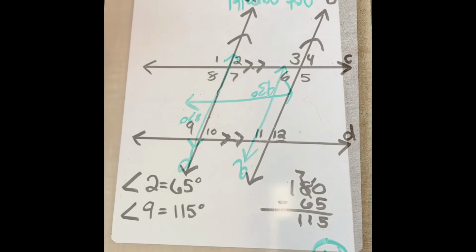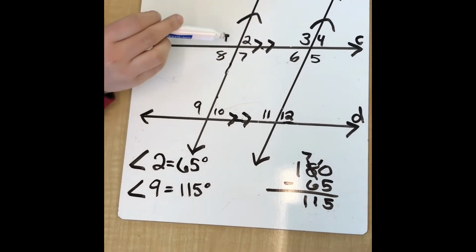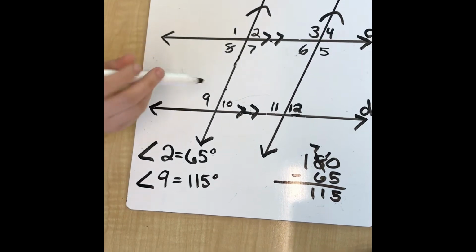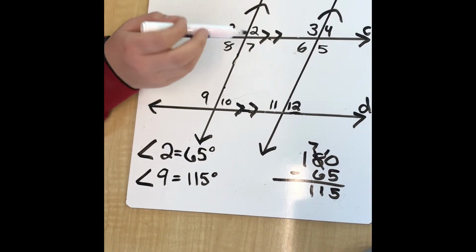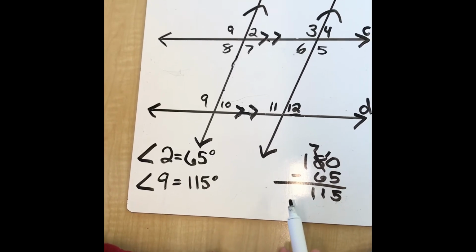Okay, so for number 9, we're trying to find what 9 is. And since you know that 2 and 1 equal 180 and that 1 and 9 are the same, you can just pretend that this is 9 and 2 is 65. So 180 take away 65 is 115.